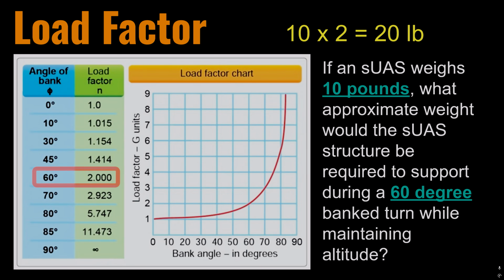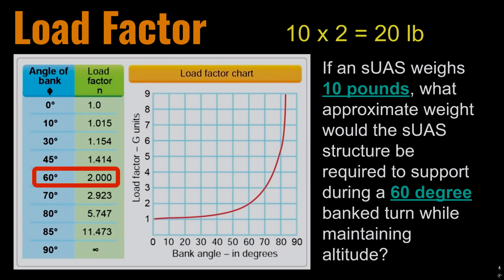Next is load factor. This is about as math heavy as you're going to get on the Part 107 exam, and the odds of you getting a question like this are actually pretty high. It's a little intimidating at first, but trust me, these are some of the easier questions on this exam. It tells you that you have a drone that weighs a specific weight, in this case a 10-pound drone, and asks what approximate weight the drone structure would be required to support during a banked turn.